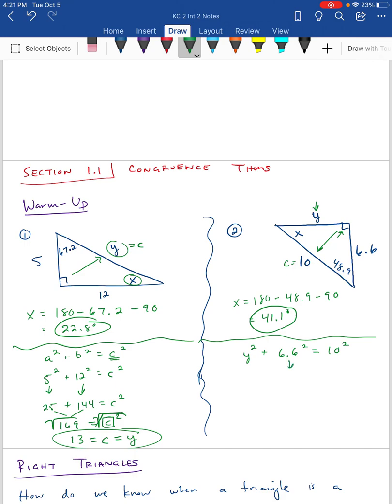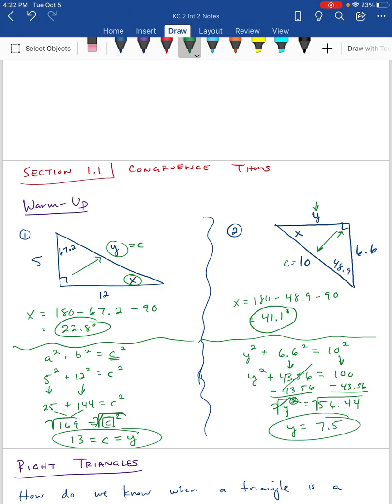So I'm going to do the same thing that I did last time, right? 6.6 squared will give me 43.56. So I have y squared plus that is equal to 100, because 10 squared is 100. Subtract both sides by 43.56. Cancels out on the left. I get y squared is equal to 56.44. Now to undo that squared, I square root it. Now I have y is equal to about 7.5. Okay, you can round it to 1 decimal point.